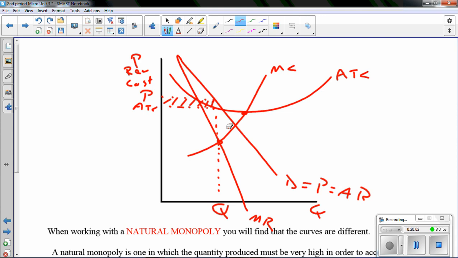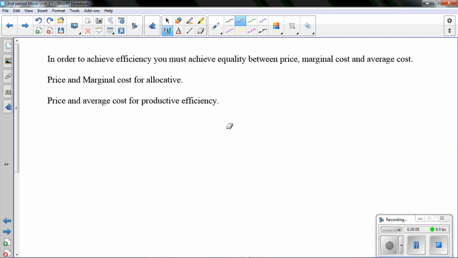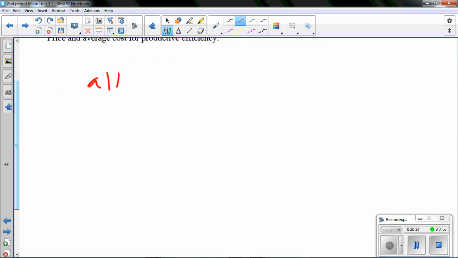So since these monopolies are what I say evil, we would like to have the government come in and regulate these guys. All right, we want them to be efficient because, as you know, economics is the efficient use of scarce resources. So we want to try to achieve efficiency. Well, there's two different types of efficiency. The first is allocative efficiency. Okay, where is allocative efficiency?